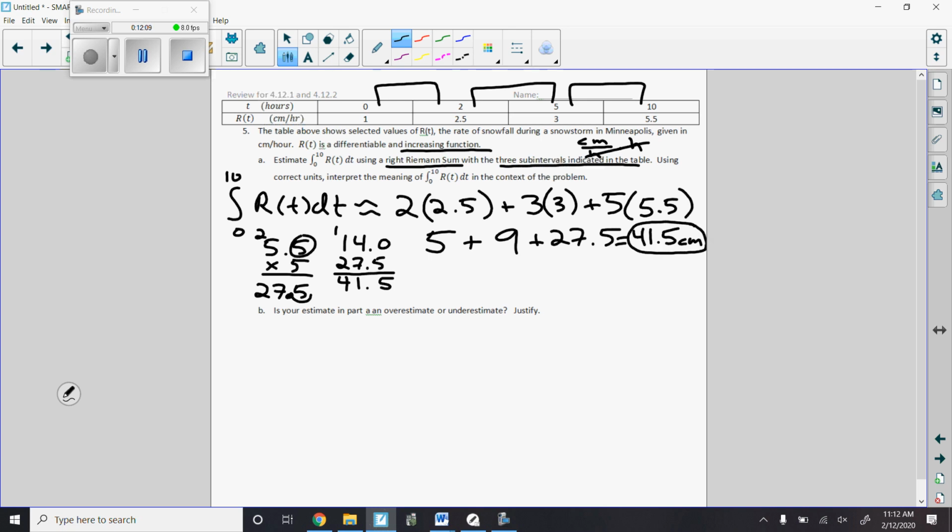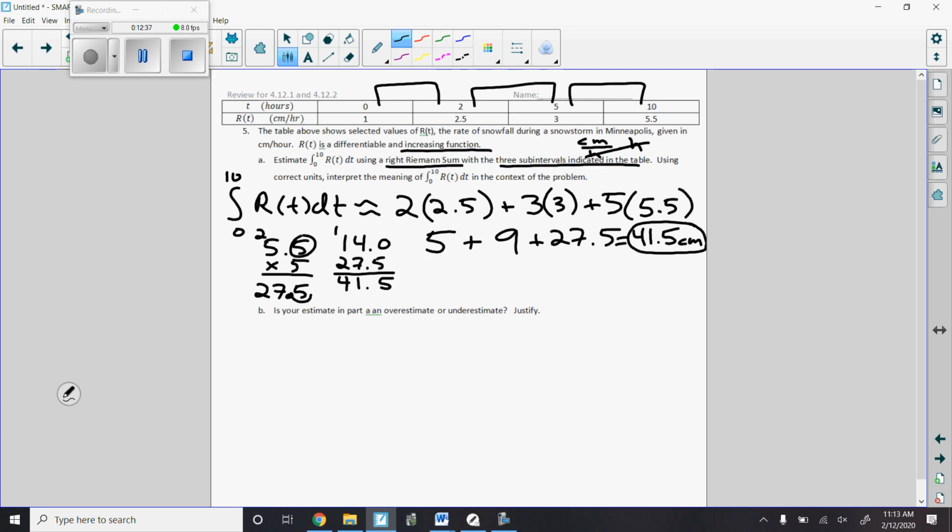Okay. So we can do that kind of unit analysis there, or you can just say, hey, this is a rate. When I integrate a rate, I'm going to get a total amount. Okay, that's going to help me with the second part of this question. So 41.5 centimeters is my answer, but then I have to answer the second part. Using correct units, interpret the meaning of the integral 0 to 10 of r of t dt in the context of the problem.